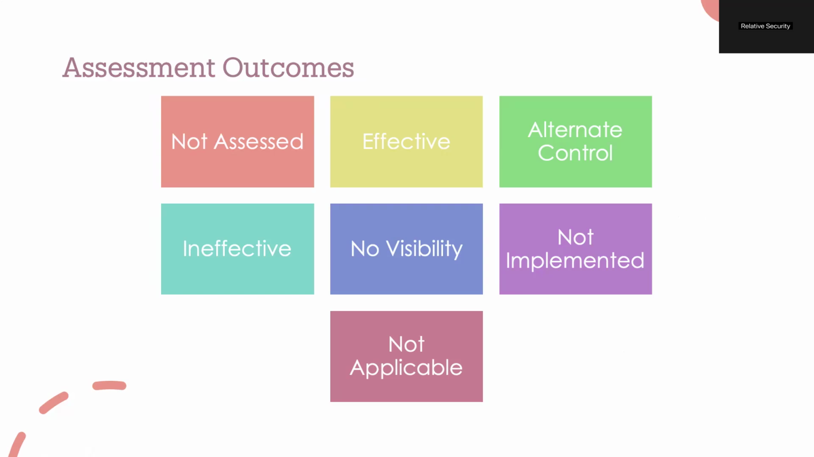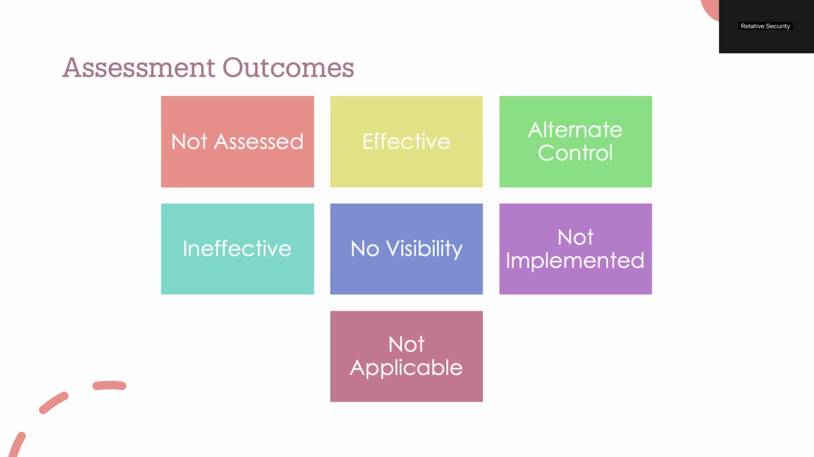Another one is no visibility. This is when the assessor just can't see what's happening. The company says, trust us, we have intrusion detection, but then they don't provide any logs or screenshots. So, yeah, if there is no proof, that means there is no visibility for the assessor to assess the control.